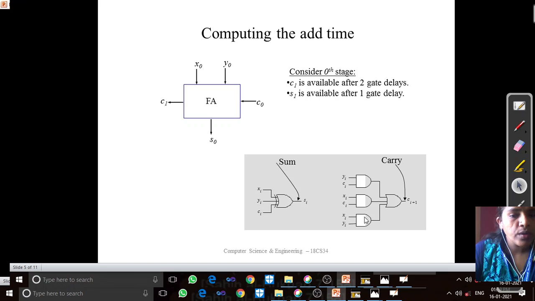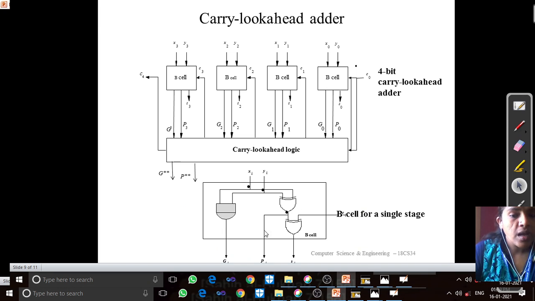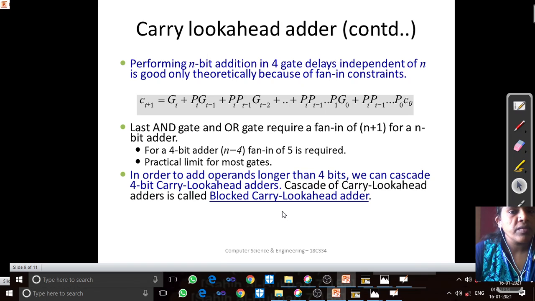How many gates? 1, 2, 3 AND gates, 1 OR gate, 4. This is 5. 5 gates were required for the ripple carry adder. In one full adder, 5 gates were there. Now compare with the bit cell in the carry look ahead adder. Only 3 gates are required. So that means in what you are designing, you are reducing the number of gates used in the circuit, and the designed circuit is fast because it introduces very little delay compared to the ripple carry adder. Hence this adder, using the concept of carry look ahead, is very fast.